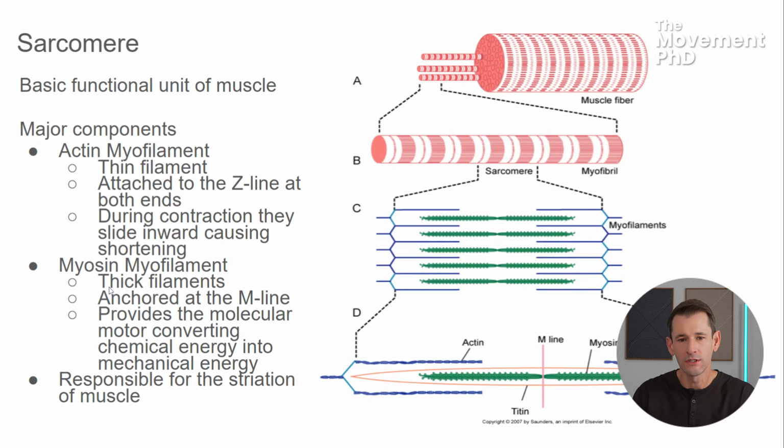So let's review these two components because they're the most important parts of the sarcomere. This is why muscles can contract. We have our thin filament actin. It's attached to the Z line, Z disc. And during contraction, it's pulled towards the middle. Your myosin myofilament, that's your thick filament. It's your motor. It's anchored at the M line in the middle here, and it does the pulling. It pulls those actin myofilaments towards midline.